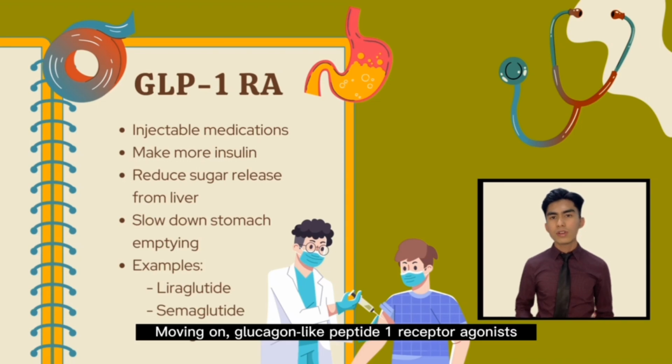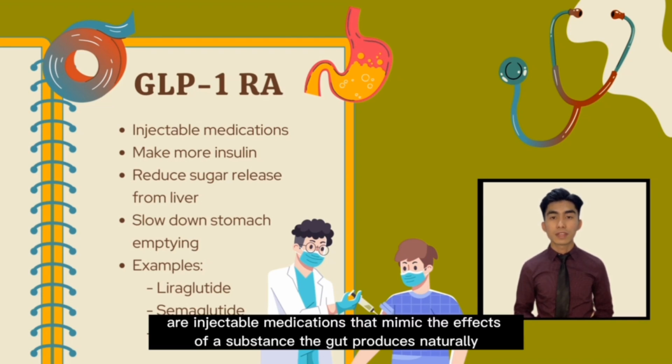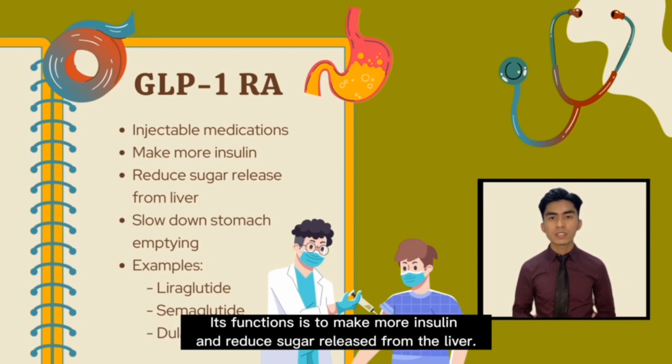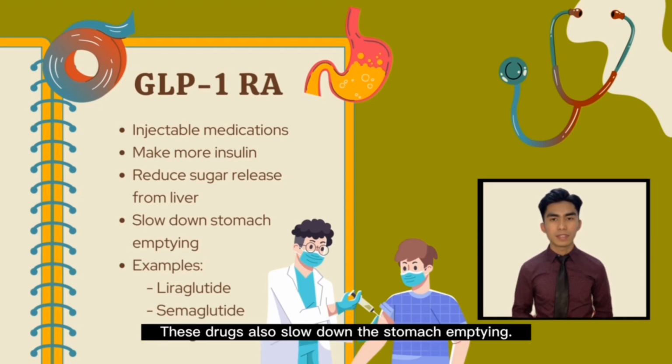Moving on, glucagon-like peptide 1 receptor agonists, also known as GLP-1RA, are injectable medications that mimic the effects of a substance the gut produces naturally in order to regulate appetite and blood sugar levels. Its function is to make more insulin and reduce sugar release from the liver. These drugs also slow down the stomach emptying.